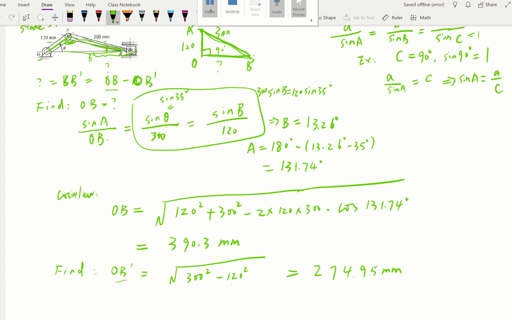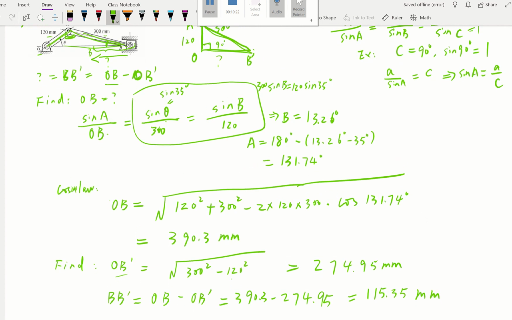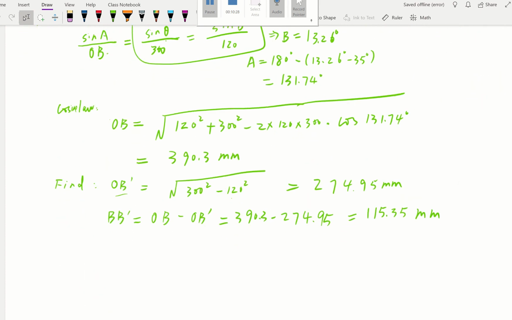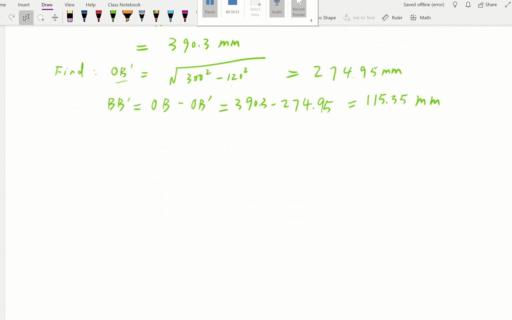Then how much this piston has traveled, basically it's from B to B prime. And that's going to be OB minus OB prime: 390.3 minus 274.95. The answer I have is 115.35 millimeter. All right, that's how much this piston has traveled. So that's a quick trigonometry problem.